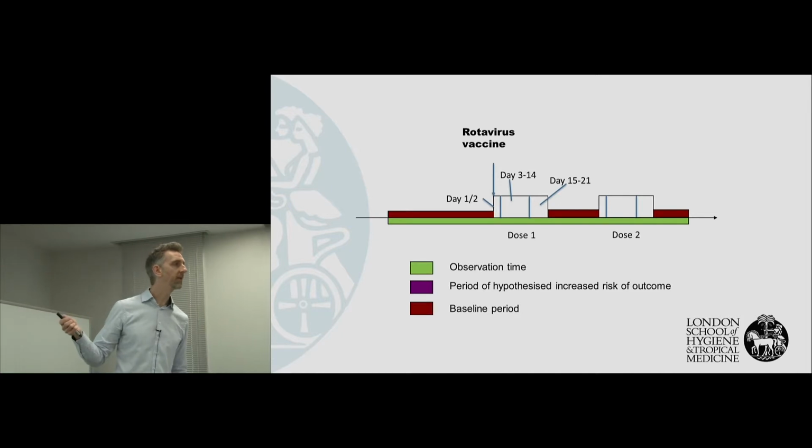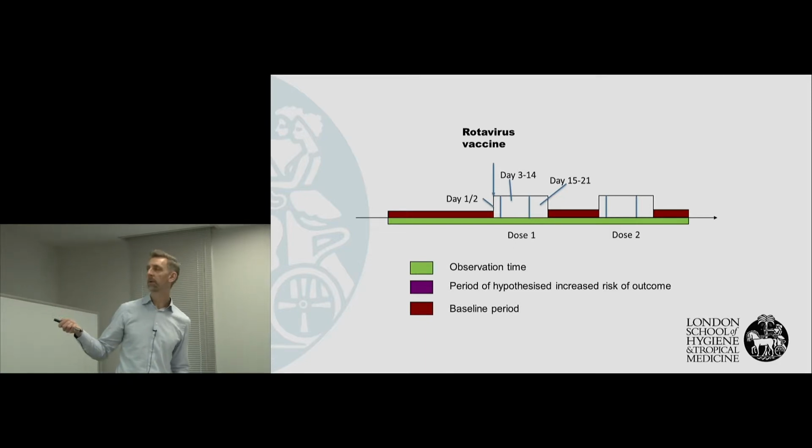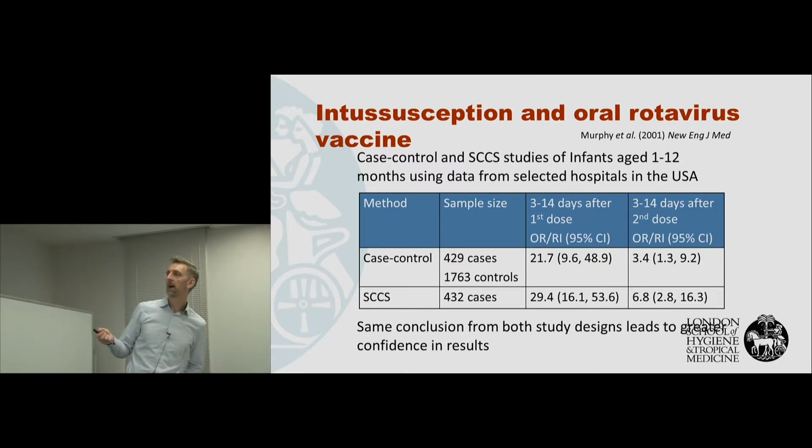They also allowed for the children to have a second dose of the vaccine, or a third dose, and then use the same principle of separating that time out from the baseline time. Okay? So these are the results they found in their analysis.